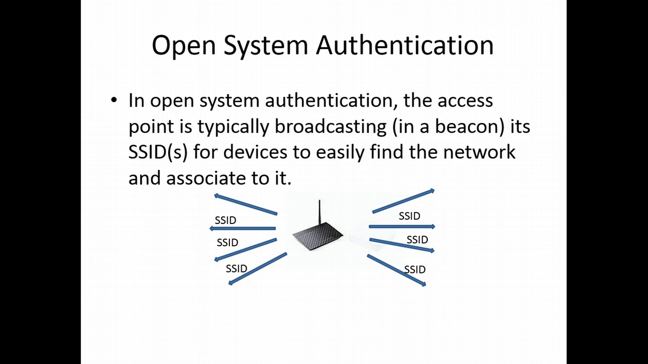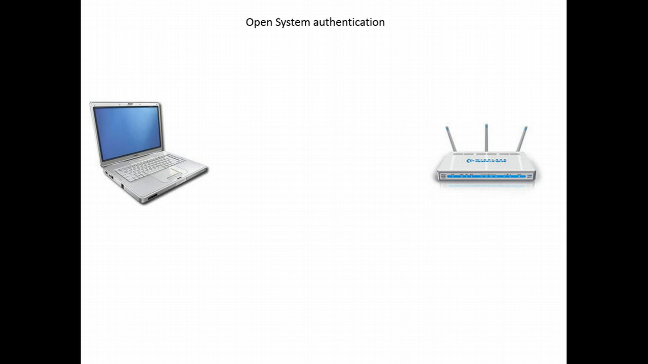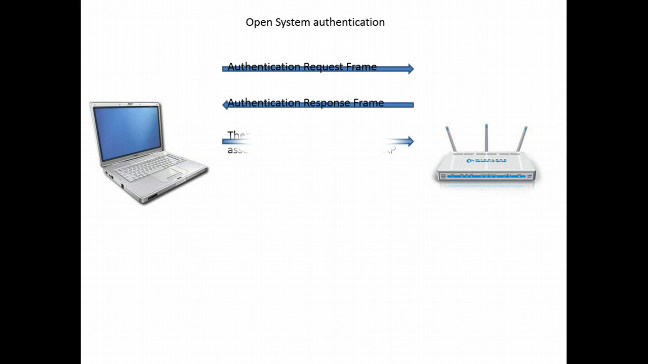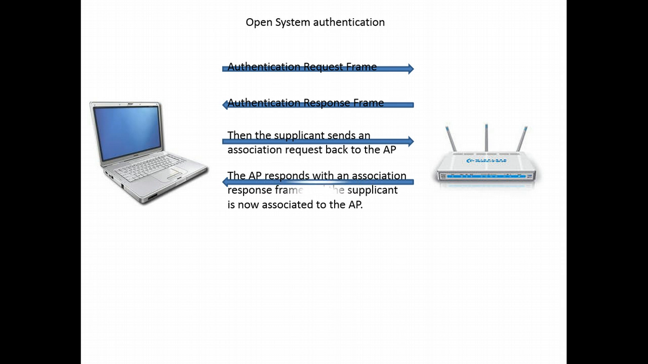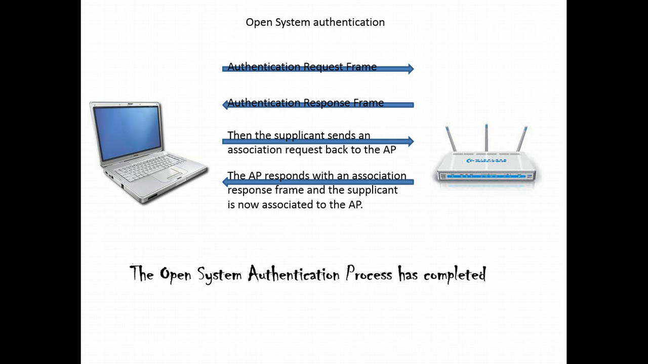open system authentication. In open system authentication, the first thing that takes place is your client device will send an authentication request frame over to the access point. The access point will then send an authentication response back to the client device. Your client device will then request an association with an association request frame, and the AP will respond back to that request with an association response frame. At this point in time, open system authentication has completed, and it's pretty much that simple.